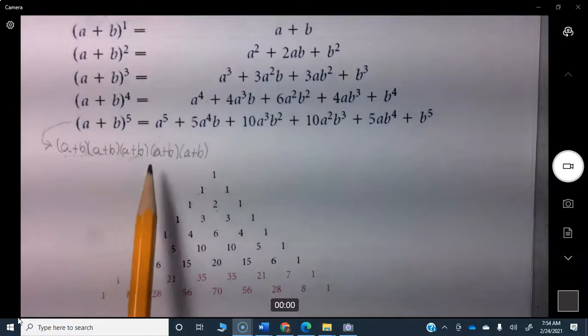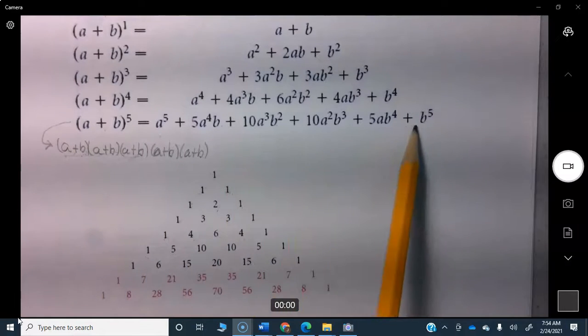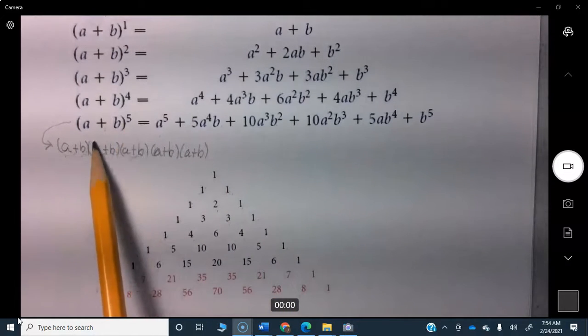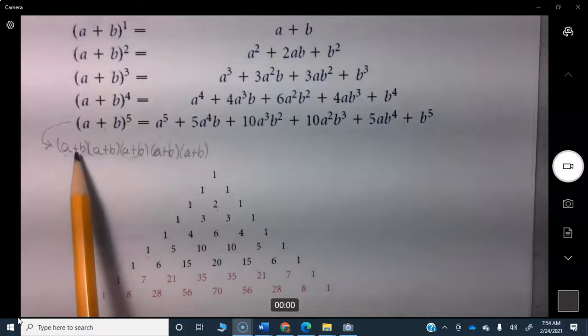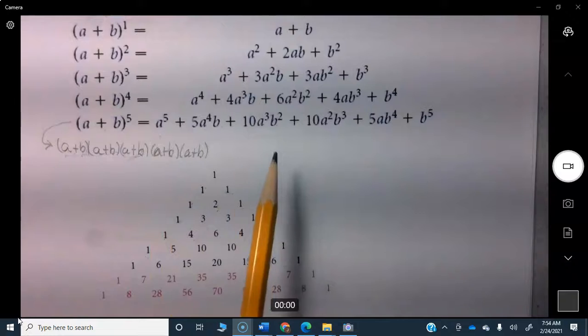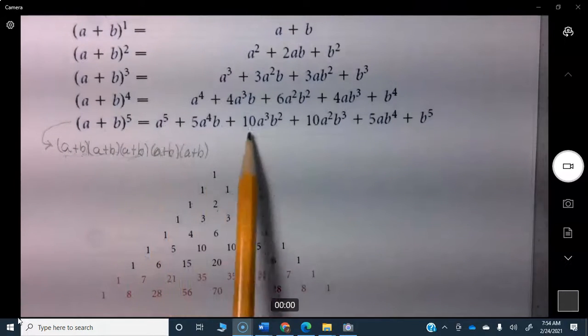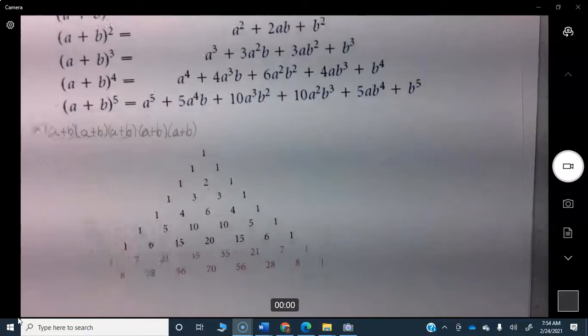But what that would come out to be if you did all those multiplications is this right here. This is (a plus b) to the 5th, and that's what I was doing right here. I'm multiplying it together 5 times. You're multiplying this times this times this times this times this, 5 times, and that is going to give you this. Now, what do you notice about this?